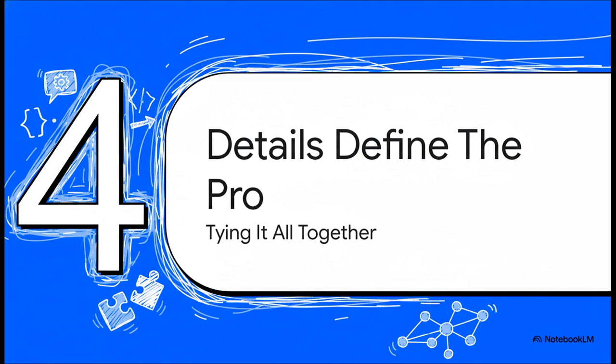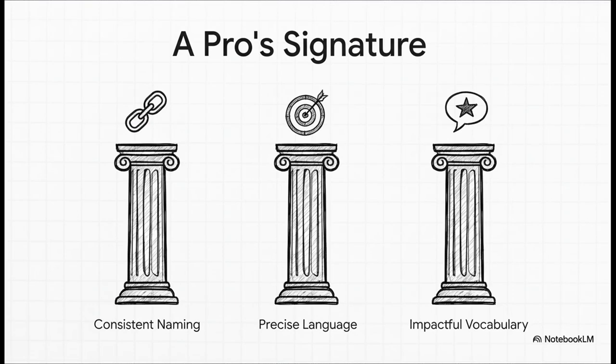So as we wrap up, you probably see the pattern here, right? Naming conventions, the right prepositions, specific vocabulary, they all feel like small things. They're just details, but that's the whole point. It's all those little details added up together that build your reputation as a professional. At the end of the day, a professional signature isn't one single brilliant piece of code. It's built on consistent habits. It's consistent naming that makes code clear. It's precise language that prevents mistakes, and it's an impactful vocabulary that builds trust with your team. These are the things that make people confident in you and your work.